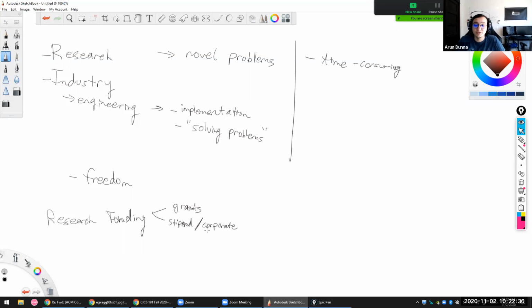But the difference between these two is that for a stipend or some sort of corporate funding, you don't really have to make an argument for this. This is something where you're hired to do a particular task. And so in that case, you might have more freedom still, but you're going to have less freedom than if it's grant funding.